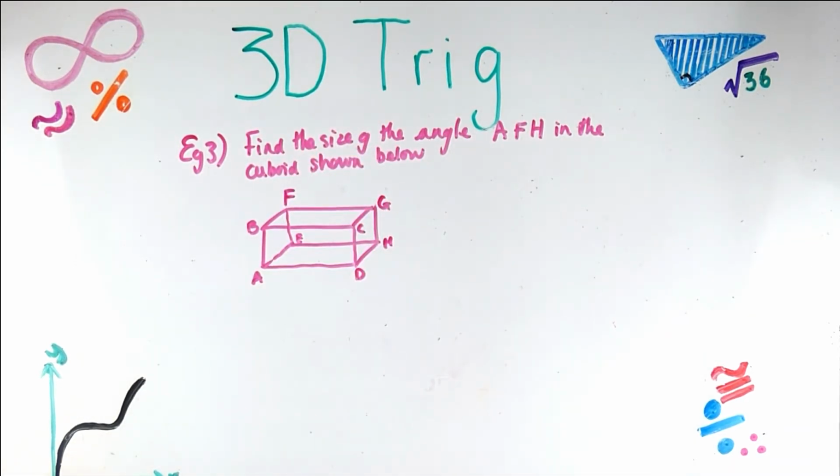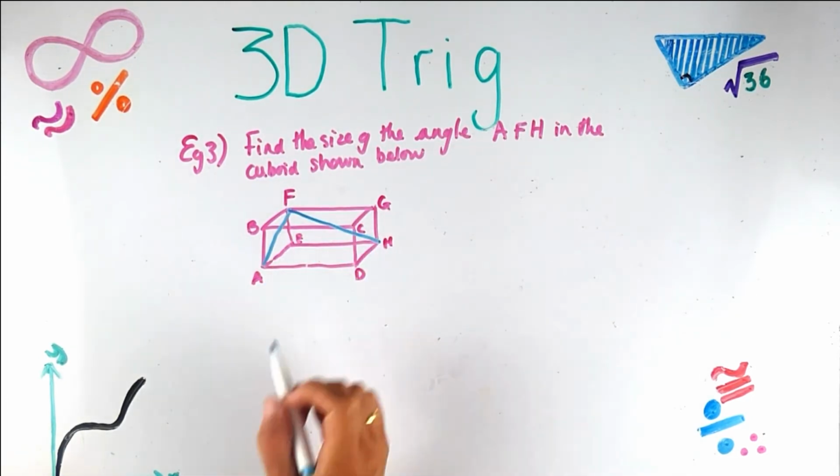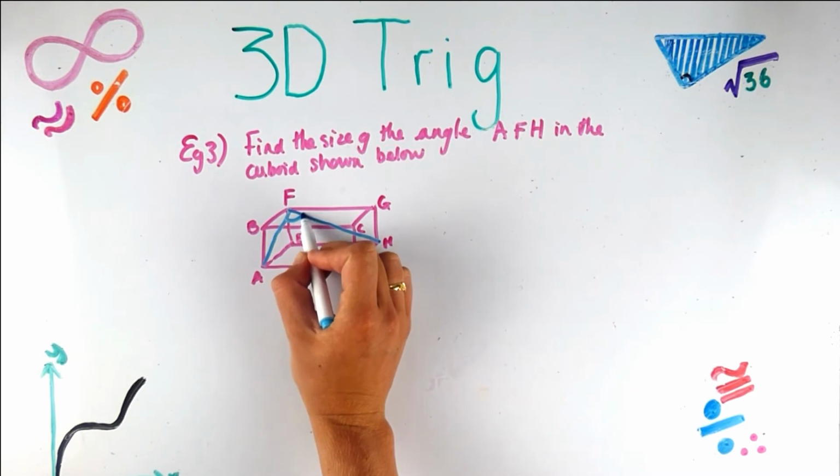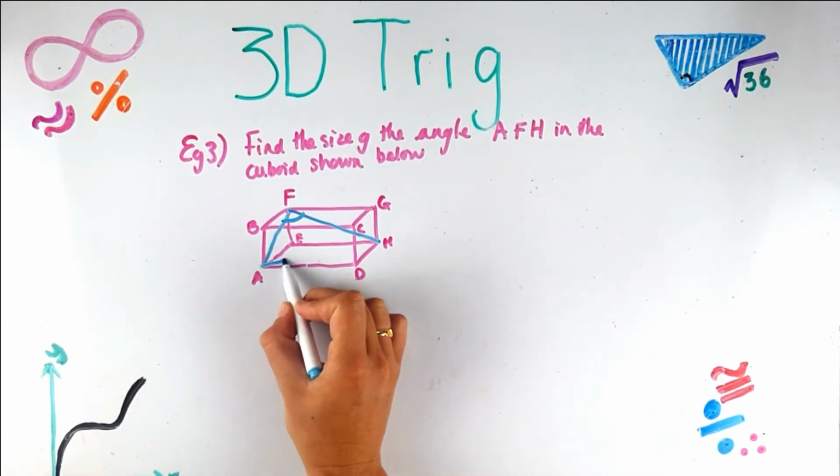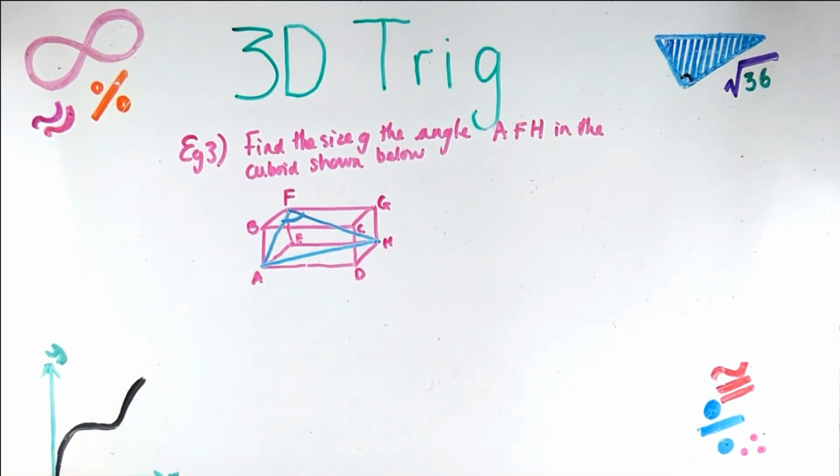Okay, find the size of the angle AFH in the cuboid shown below. So first we need to draw out the angle AFH. H is the middle angle, so here, and well, we're working with 3D trig, so we can form that into a triangle. But unlike the other two examples, this is now no longer a right angled triangle.